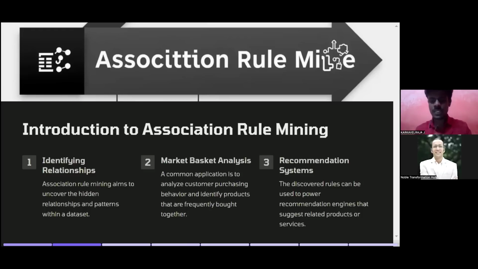The discovered rules can be used to power recommendation engines that suggest related products or services. Once we have built an association rule, we can use it to create a recommendation system. If there is a milk product, place the biscuit closer to it so that people buying milk can buy the biscuit. Similarly, place the jam closer to the bread. So we have introduced association rule mining again.